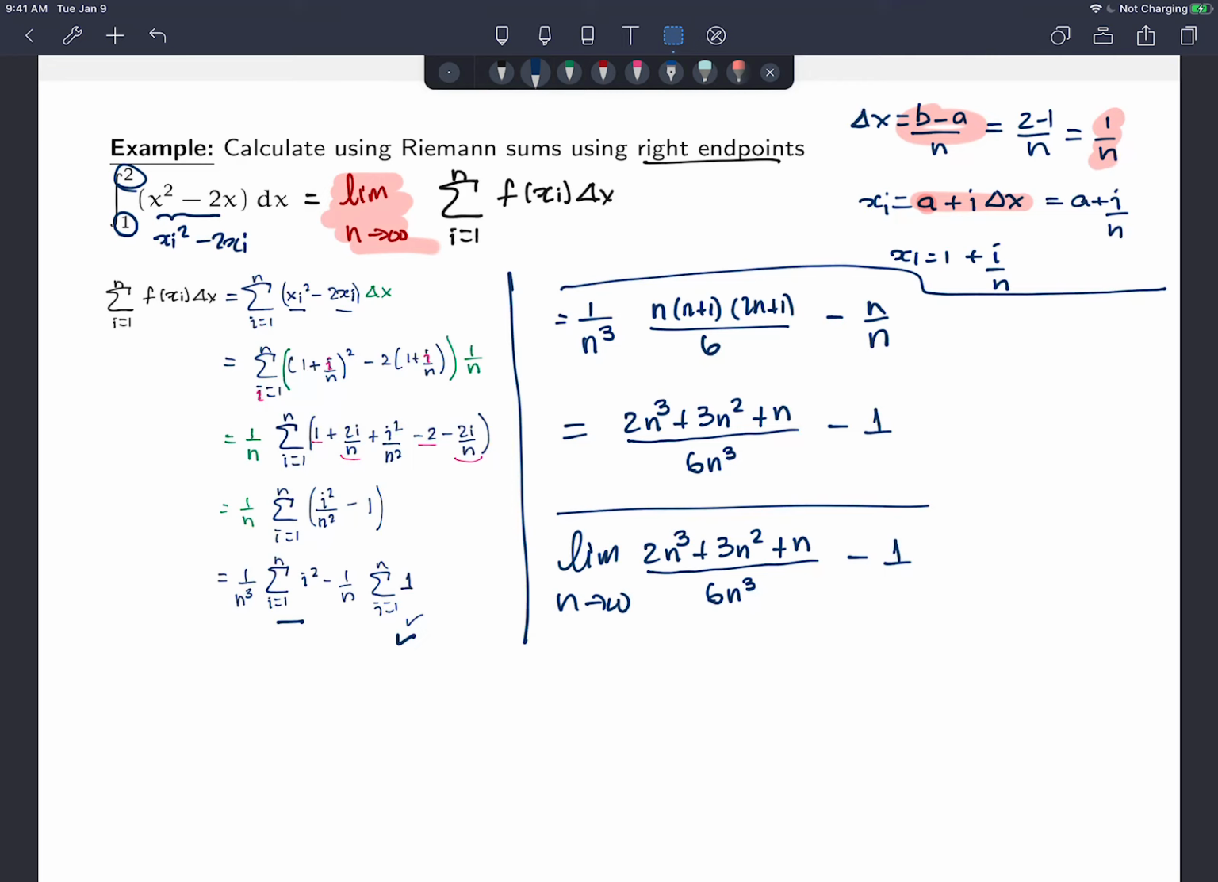You have to remember how to find the limits of these from Calc 1. If it's a rational function with the same power on the top and bottom, then it becomes just the leading coefficients. So just 2/6, which is 1/3. So this is 1/3. And then it's minus 1, so it's negative 2/3.